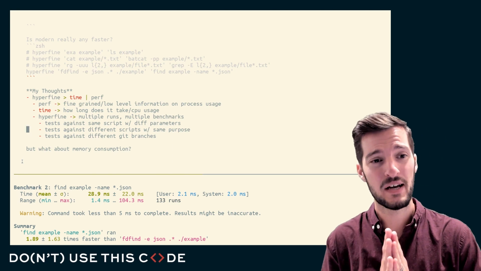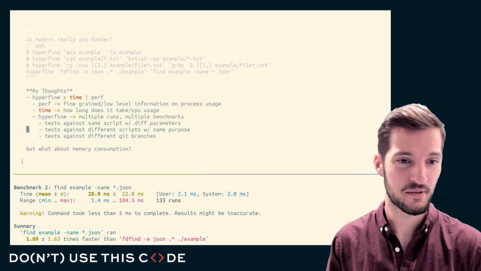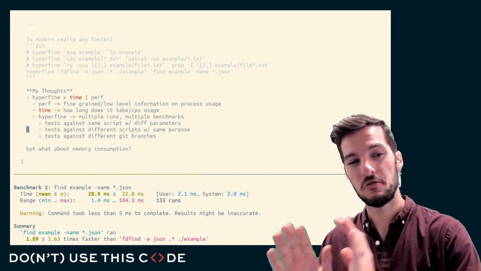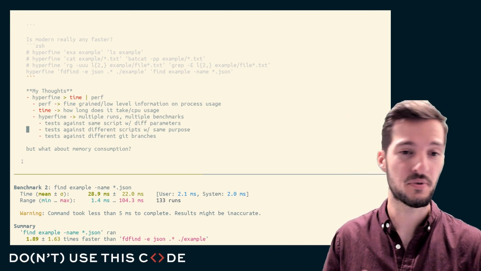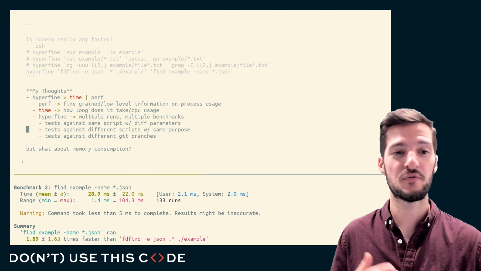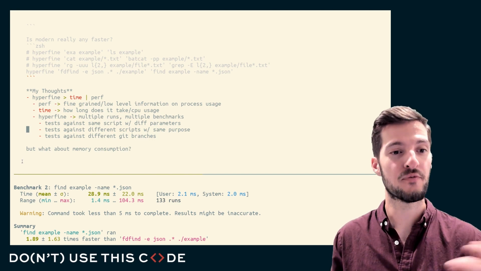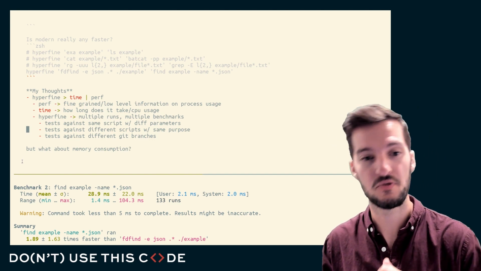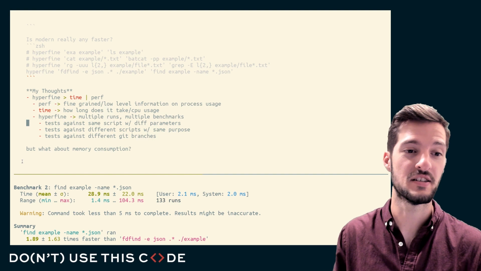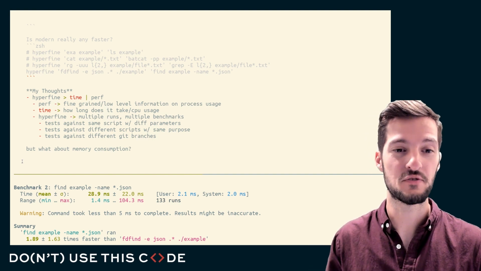So to wrap up my final thoughts here on this question, I really like hyperfine. I think it's better than time, and it's a little bit different than perf, right? So perf has that fine-grained, low-level information on process usage, whereas hyperfine and time really are just for measuring how long did this take. Hyperfine is fantastic in that it gives you multiple runs and multiple benchmarks in a very easy-to-read way, and it'll even summarize that information for you.